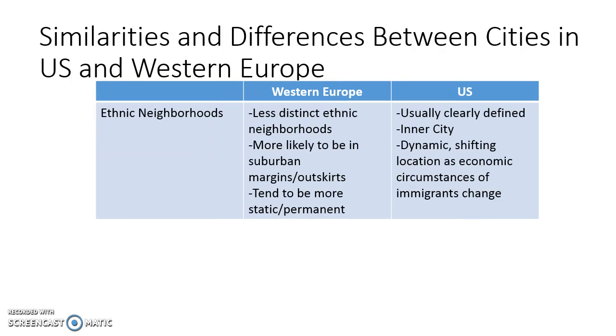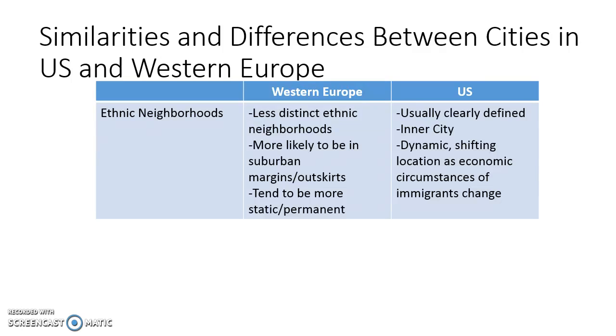Next, let's talk about ethnic neighborhoods. In Western Europe, you tend to see less distinct ethnic neighborhoods. They're more likely to be in the suburban margins on the outskirts of the cities, and they tend to be more static, more permanent. They tend to be in the same locations over time.